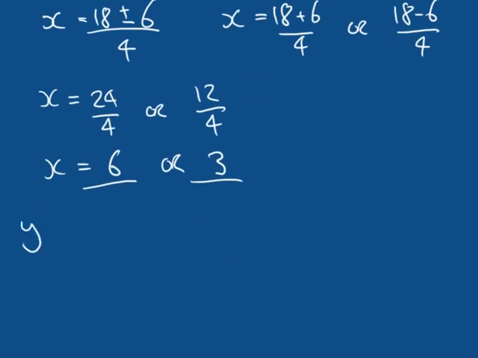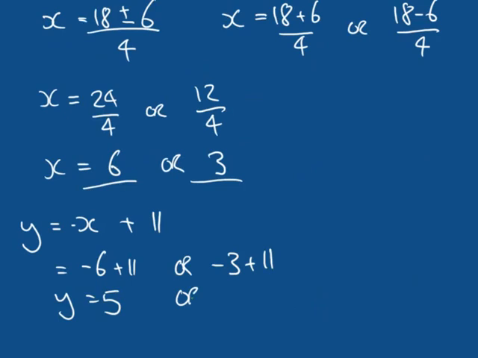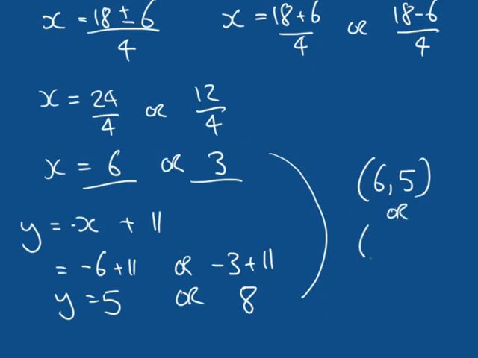So y is equal to minus x plus 11, which means it's equal to minus 6 plus 11, or minus 3 plus 11. Well, minus 6 plus 11 is going to give us y is equal to 5. Or minus 3 plus 11 is y is equal to 8. This means that our points of intersection are 6 in x, 5 in y, or 3 in x and 8 in y.